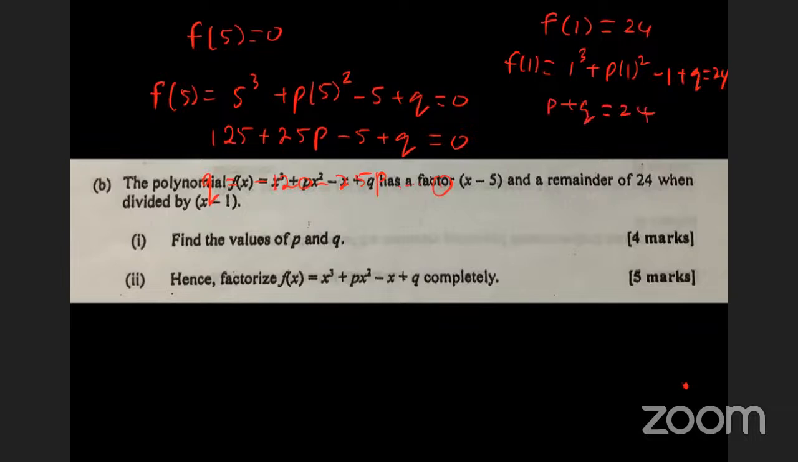Let's check your second equation. The second equation is f of 1 is equal to 24, right? So f of 1 is what? 1 cubed plus p times 1 squared minus 1 plus q is 24. So that's what? I got p plus q is 24. Anybody got that? Right? Now solve simultaneously, and then factorize. Nice. Solve simultaneously and factorize.